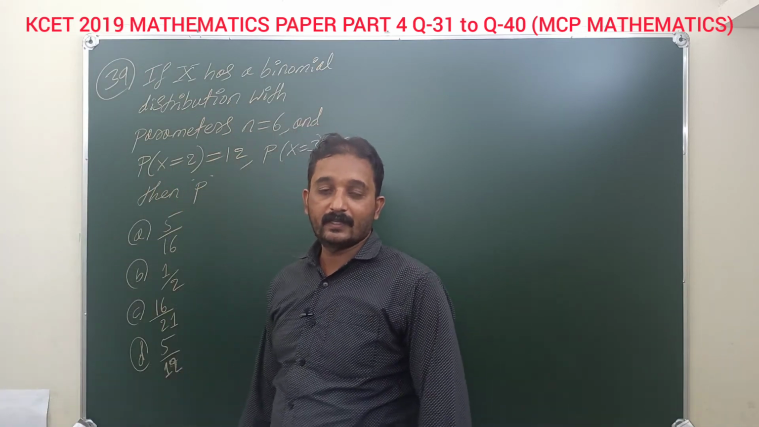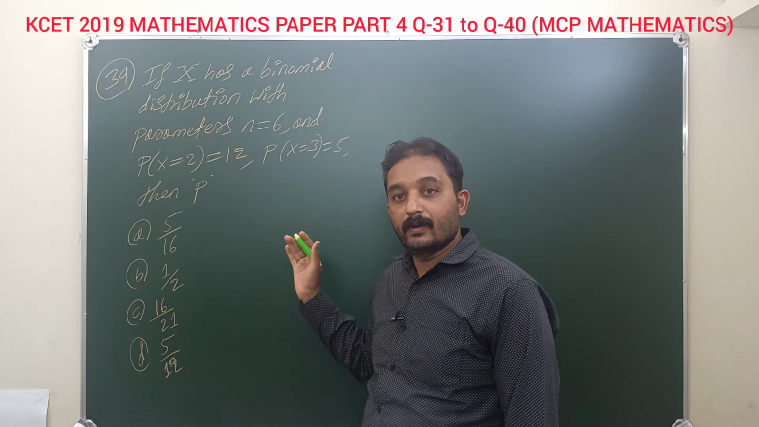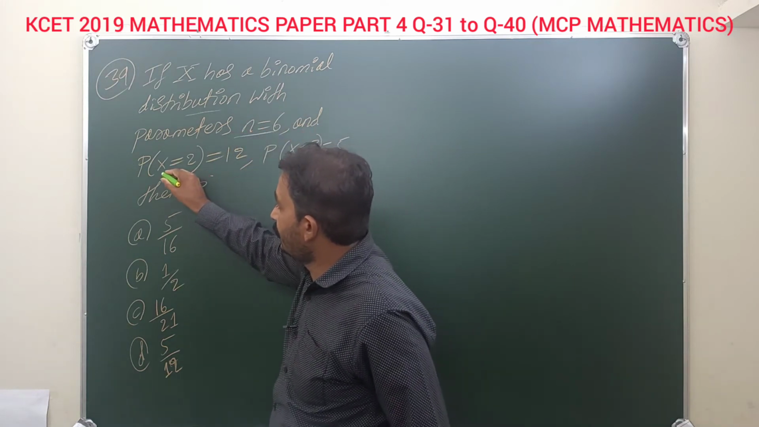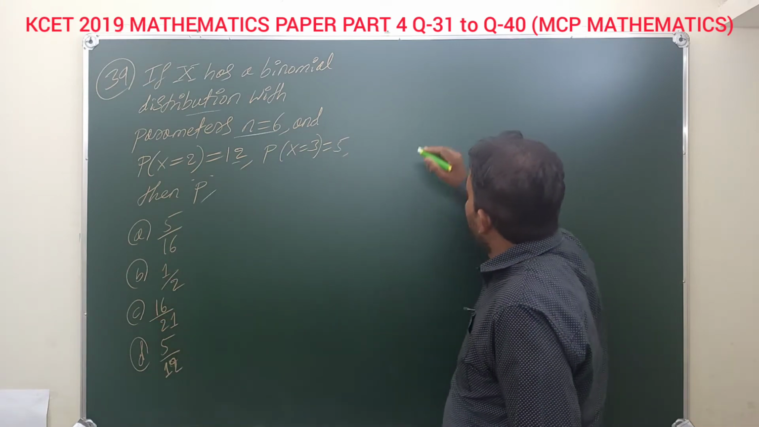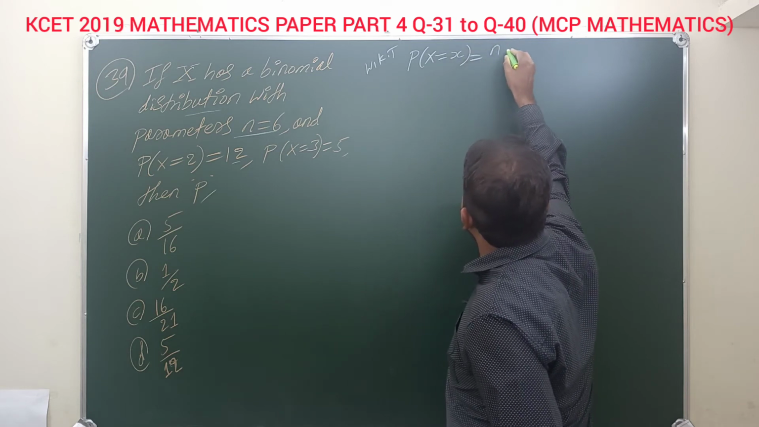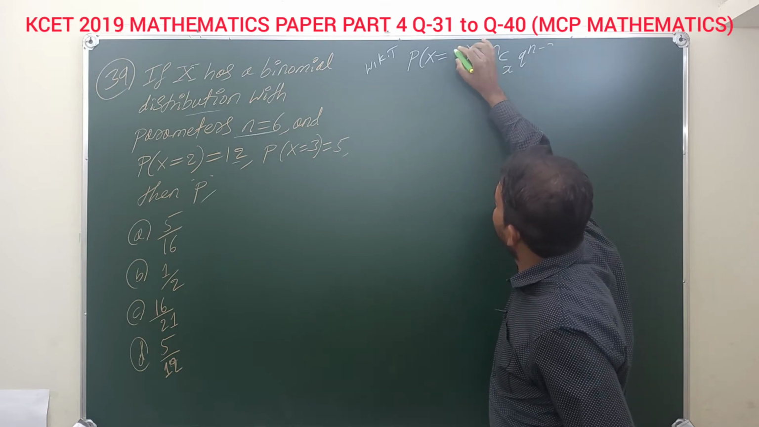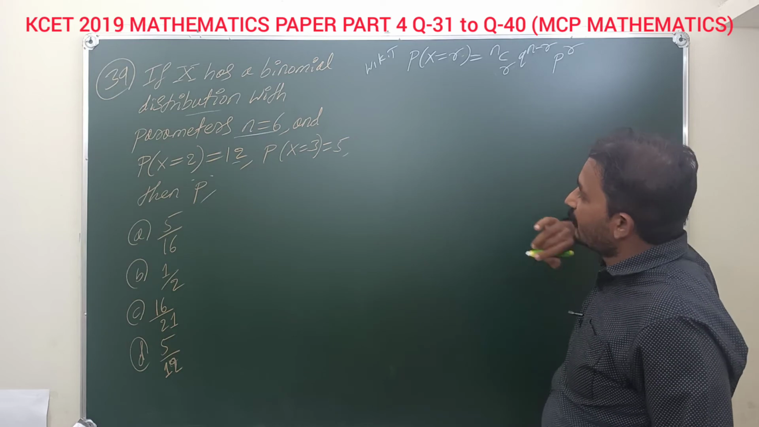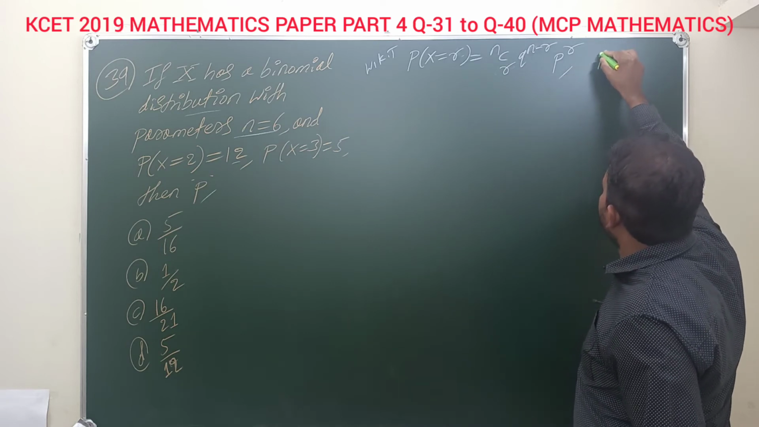Now let us move on to question number 39. Once again this question is based on the chapter Probability, which belongs to the second year, particularly binomial distribution. If X has a binomial distribution with the given parameters n and p, and the probability of 2 successes is given and the probability of 3 successes is given, then find p. We know the formula: probability of X equal to x is nCx p to the power of x times q to the power of n minus x. It can also be written as nCr q to the power of n minus r p to the power of r. Using this formula, we have to find the p value. Here p means probability of success and q means probability of failure. Using one more formula, p can be written as 1 minus q.